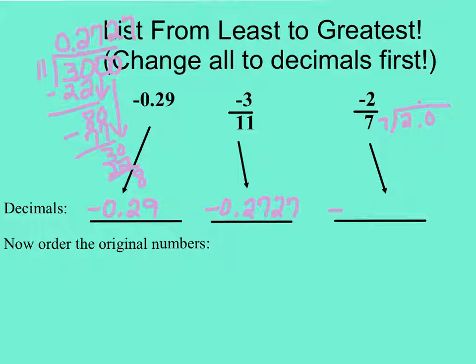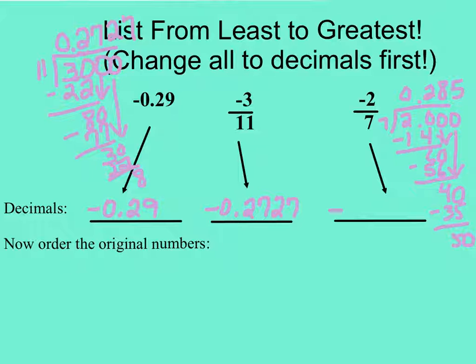So 7 goes into 2 0 times, but goes into 20 twice. That's 14. Bring down a 0. 7 goes into 60 8 times. That's 56. Bring down a 0. 7 goes into 40 5 times. That's 35. Bring down a 0. 7 goes into 50 7 times.